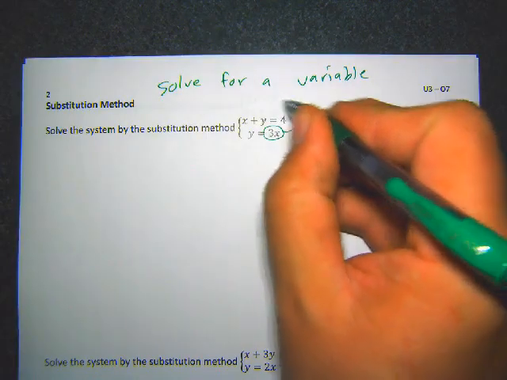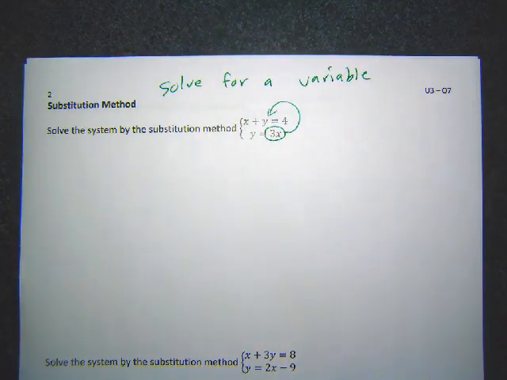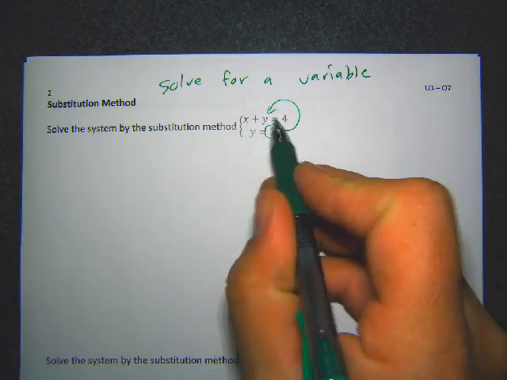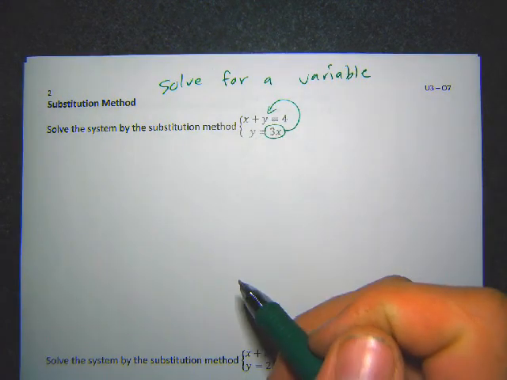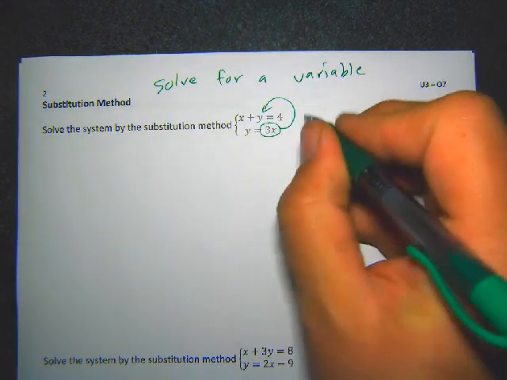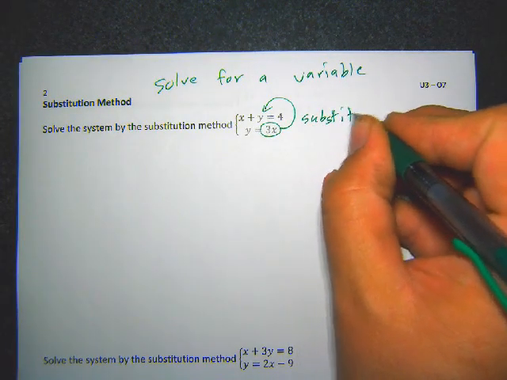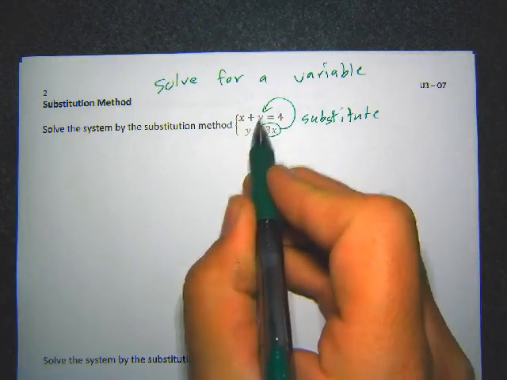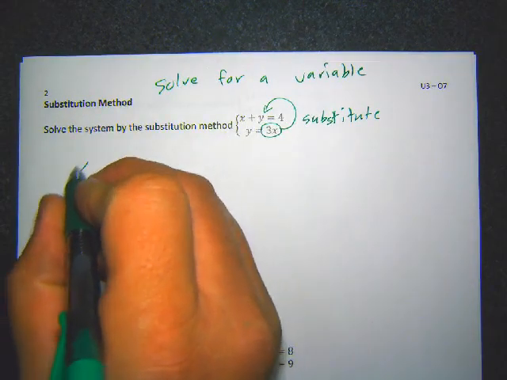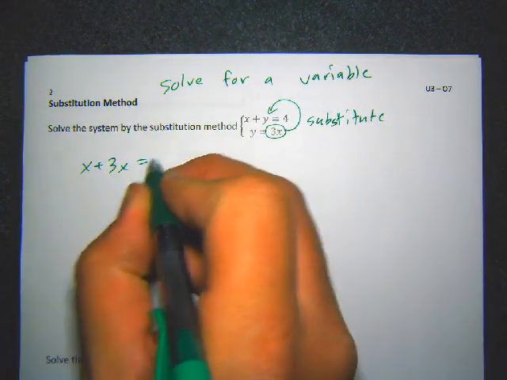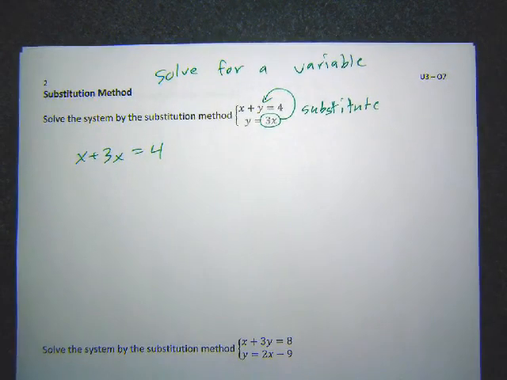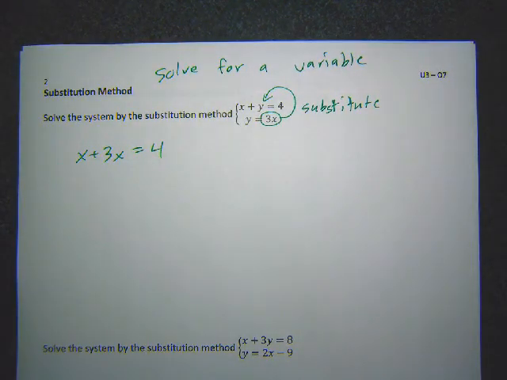So we're going to plug this in. We're substituting it. That's why it's called substitution. Substituting 3x in for y, because y is the same as 3x. By substituting this 3x in for y, we end up with an equation, x plus 3x equals 4, that only has one kind of variable in it. So it doesn't have both x's and y's.